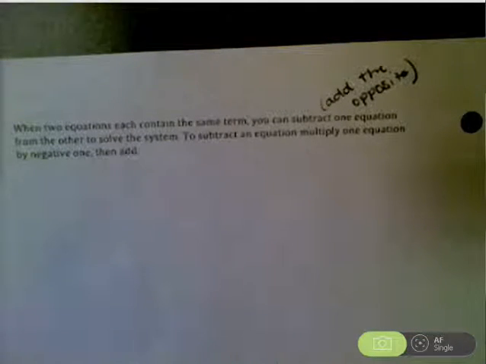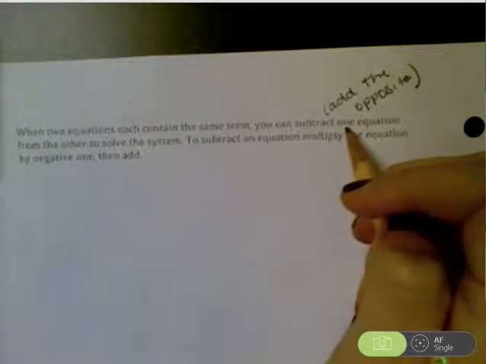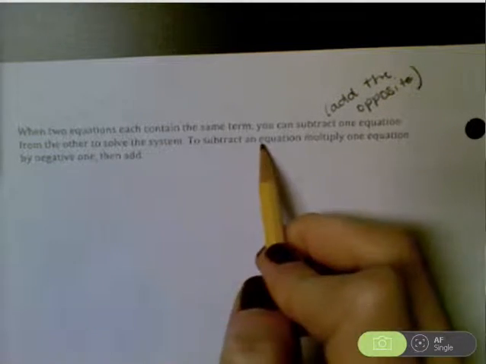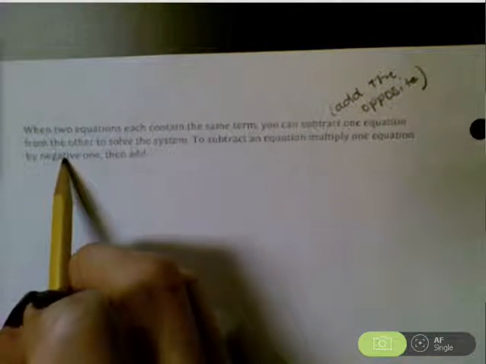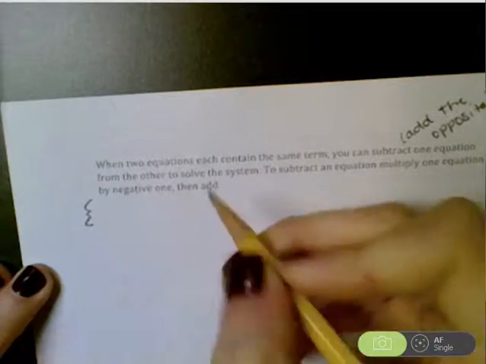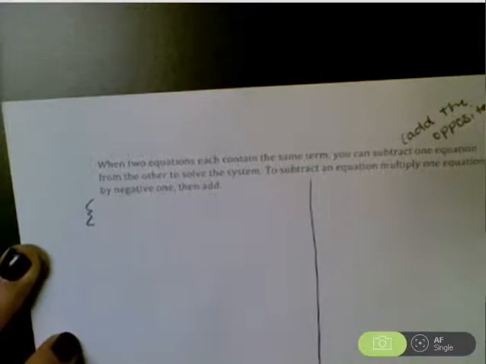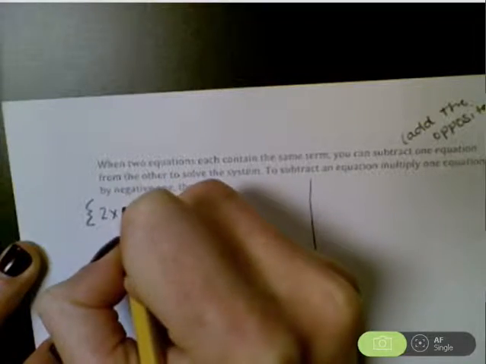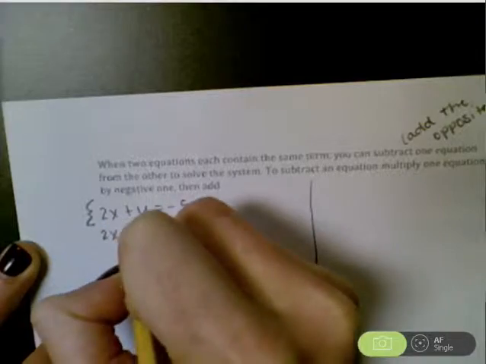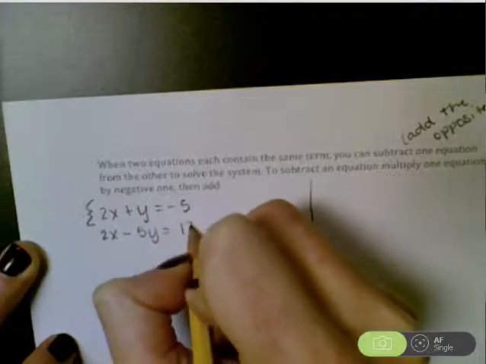2 minus 2 is the same thing as 2 plus negative 2. So you're going to add the opposite. You can subtract one equation from the other to solve the system. To subtract an equation, multiply one equation by negative 1, then add. So let's see. If we have the system 2x plus y equals negative 5, and 2x minus 5y equals 13.